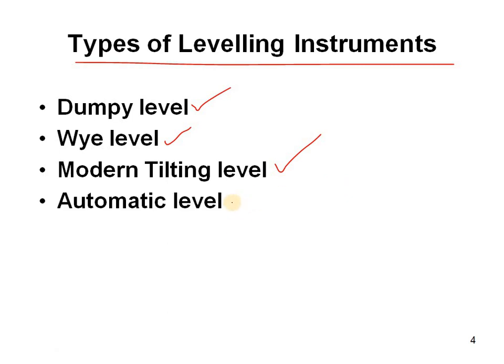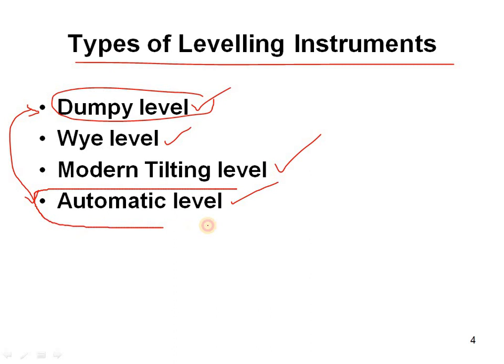And the fourth one is the automatic level. Dumpy level and automatic level are used frequently nowadays in every survey. They are just the same: the adjustments are the same, the bubble tube is there, and the process of taking measurements is equal. Only the names of the dumpy level and automatic level are different.